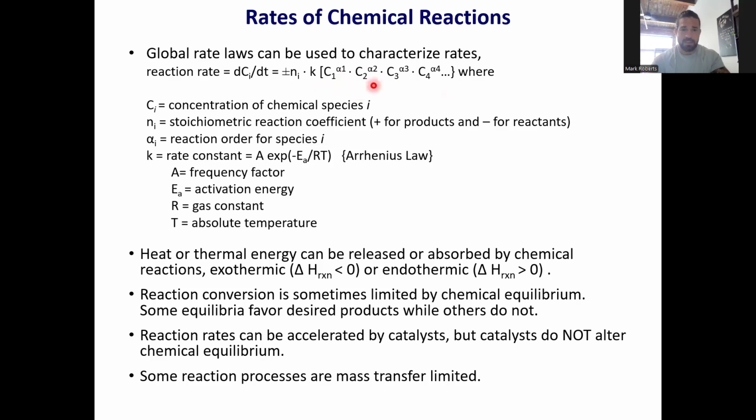And again, in these terms, C is the concentration, N is the stoichiometric coefficient, alpha is going to be the reaction order or the power of the concentration. And then we have a specific rate constant K. And again, from kinetics in the Arrhenius law, hopefully you are familiar with the reaction rate constant is equal to some sort of a frequency factor times an exponent that's a function of temperature.